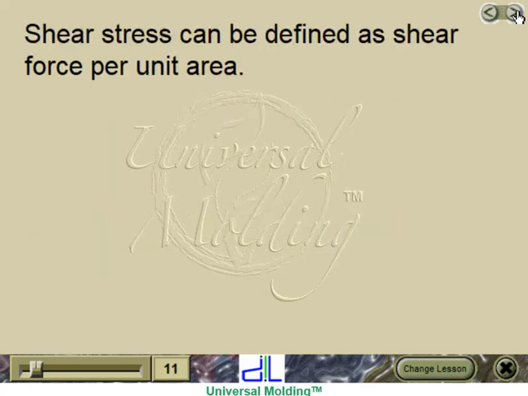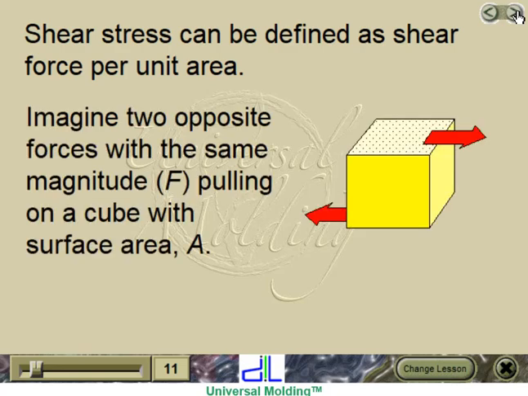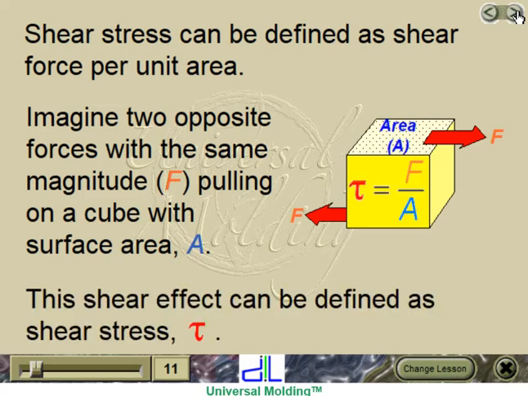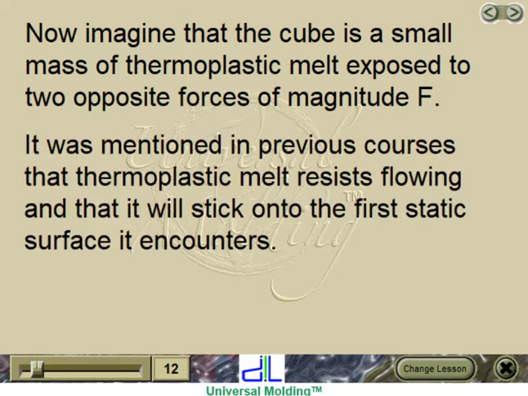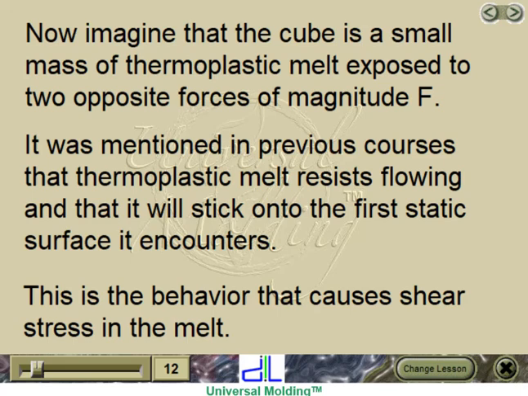Shear stress can be defined as shear force per unit area. Imagine two opposite forces with the same magnitude, F, pulling on a cube with surface area A. This shear effect can be defined as shear stress, theta. Now imagine that the cube is a small mass of thermoplastic melt exposed to two opposite forces of magnitude F. It was mentioned in previous courses that thermoplastic melt resists flowing and that it will stick onto the first static surface it encounters. This is the behavior that causes shear stress in the melt.